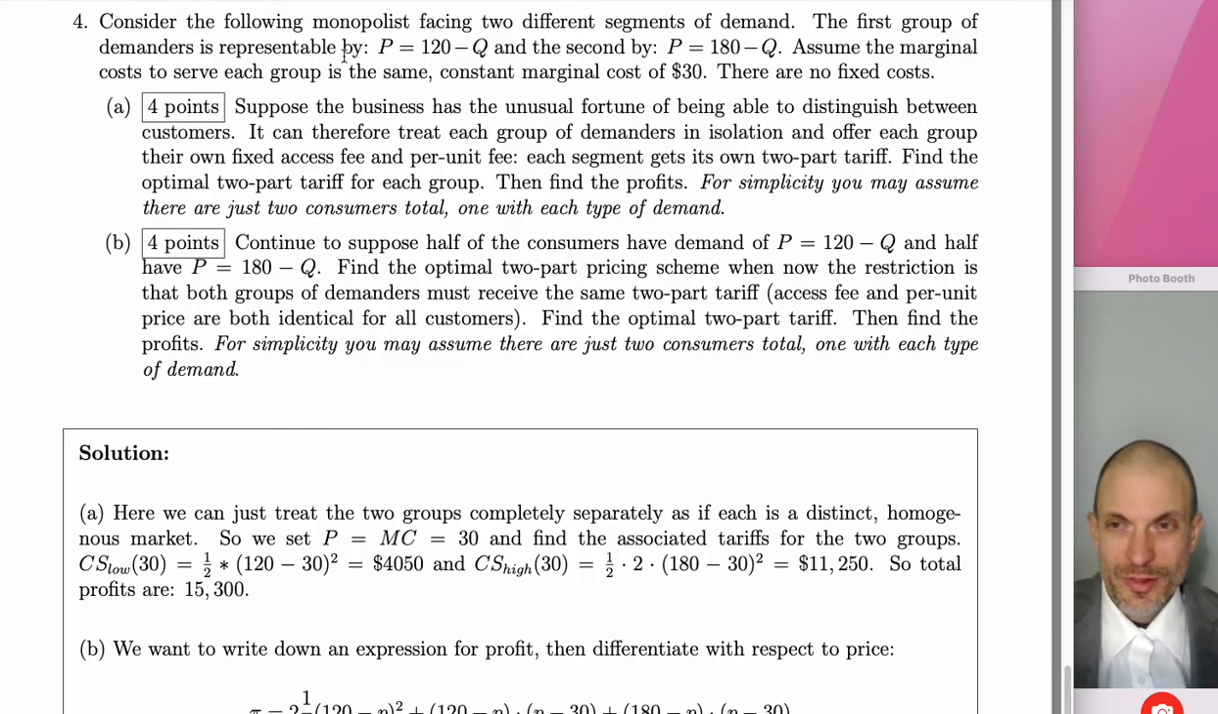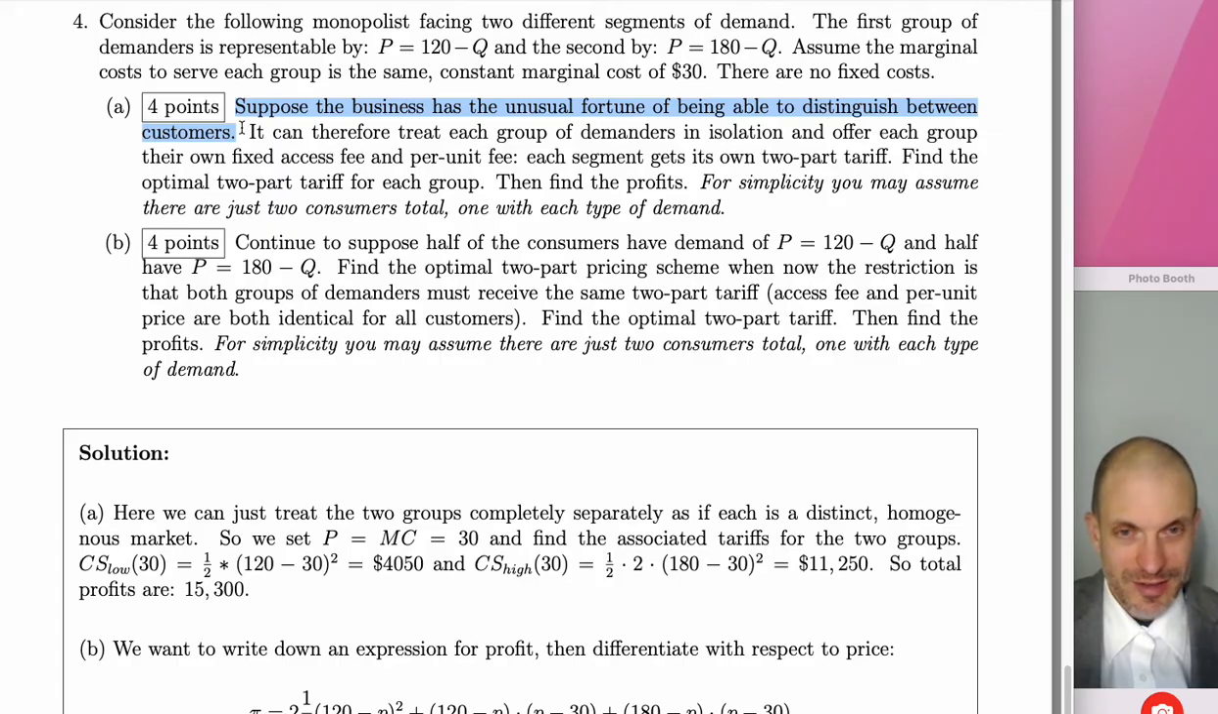Okay, so the last one's a two-part tariff question. We've got two different segments of demand. So price is equal to 120 minus Q and price is equal to 180 minus Q. We have constant marginal cost of 30, no fixed costs. The first one, this says you've got the unusual fortune of being able to distinguish between customers.